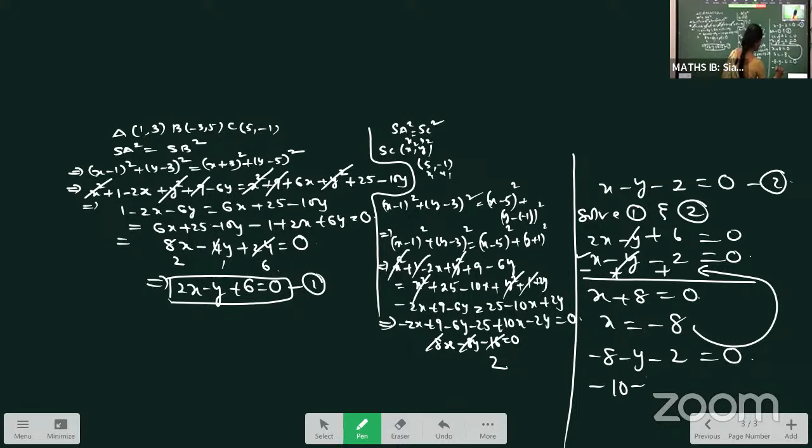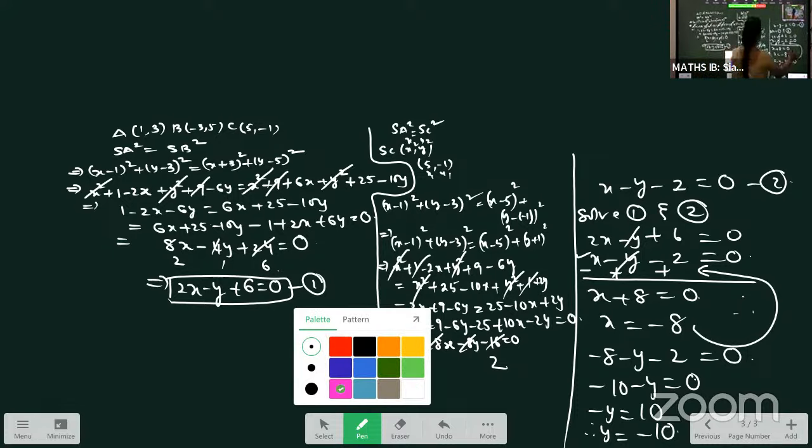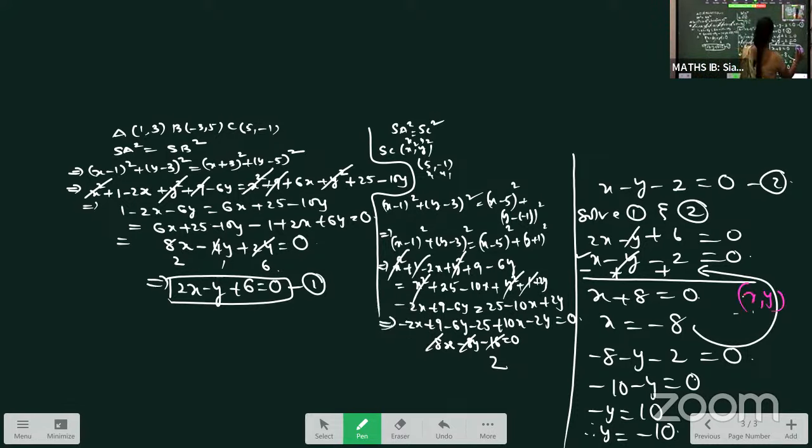Minus 10 minus y is equal to 0. Minus y is equal to 10. Therefore y is equal to minus 10. Therefore what is your circumcenter? x comma y is equal to minus 8 comma minus 10 is your answer. It is a very, very important question which has minus 8, minus 10 as the answer.